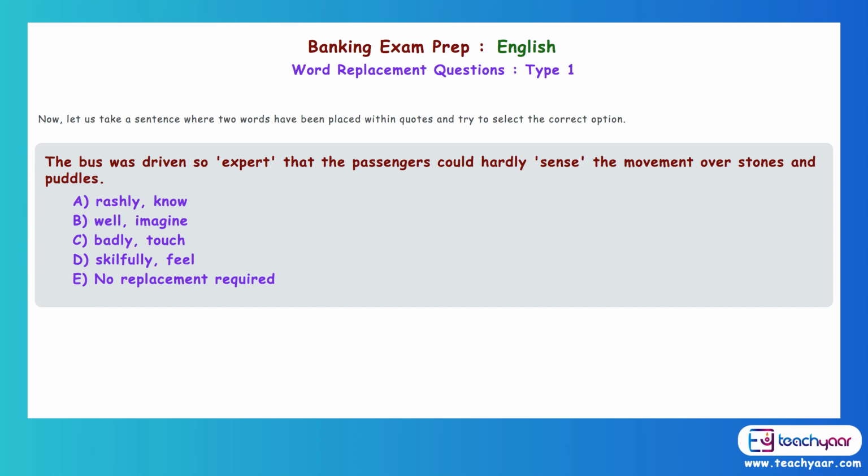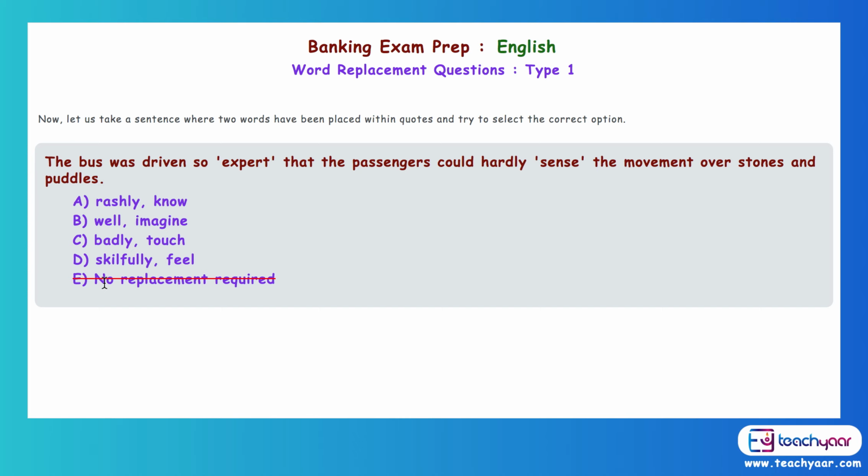So when you know that there is a mistake and the sentence is not right, automatically you know that the last option which is given here, no replacement required, doesn't apply because you do need a replacement. Some word or the other has to be changed here. So the bus was driven so expert. Now what is the meaning of expert? I mean, you can have it in any form, but the word expert means somebody who knows his job very well.